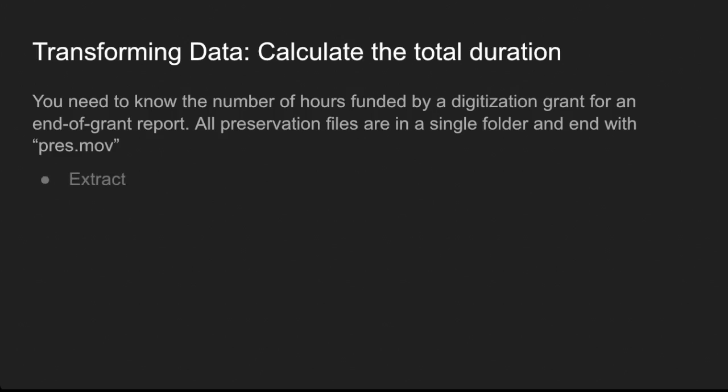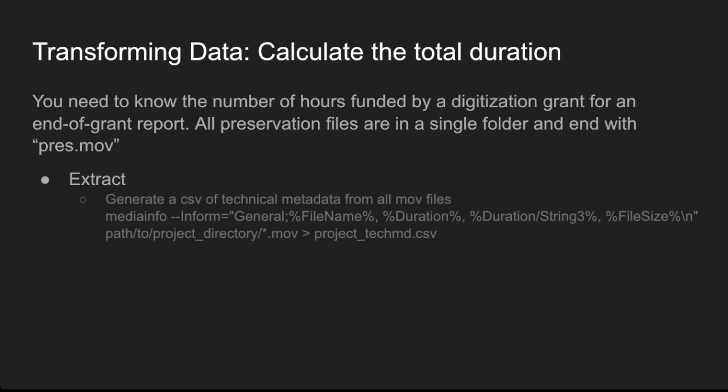So we have the same setup. Let's extract. In this case, we're going to use a tool called MediaInfo, and we're going to tell it to look for specific fields. We're going to say, hey, give me the file name, give me the duration, give me a version of the duration, the third version of that duration, and give me the file size. You might not need the file size, but as long as we're generating this data, we'll grab it for now.